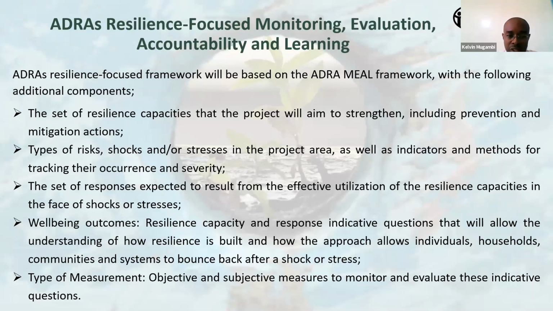The third aspect will be a set of responses that is expected to result from the effective utilization of the resilience capacity in the face of the shocks and stresses. And also we're going to look at the well-being outcomes. And in this particular component, resilience capacities and response indicative questions that will allow the understanding of how resilience is built and how the approach allows individuals, households, and communities, as well as systems, to bounce back after a shock or stress are going to be addressed.